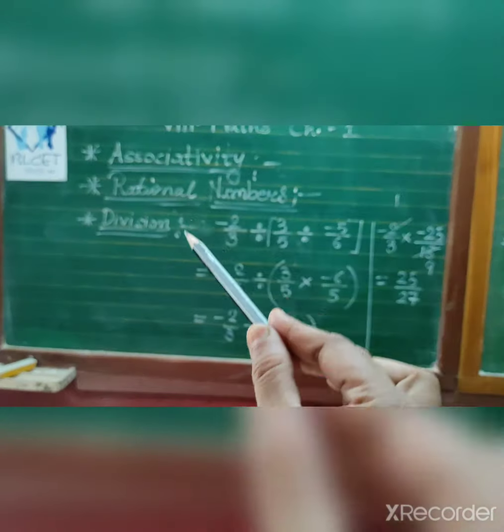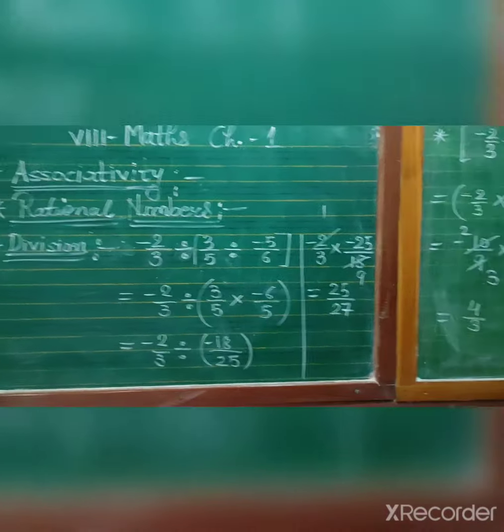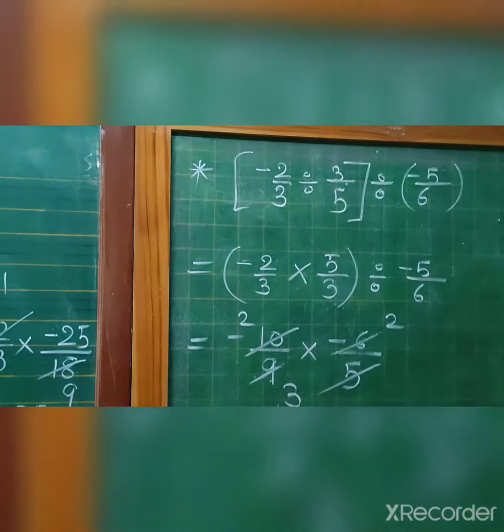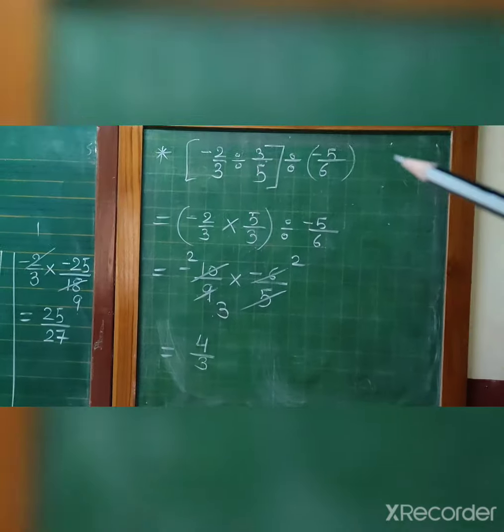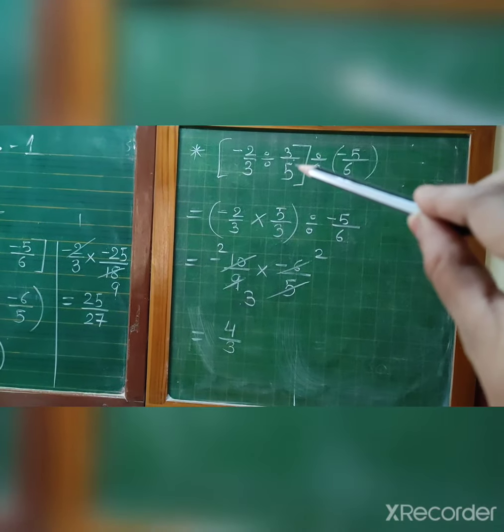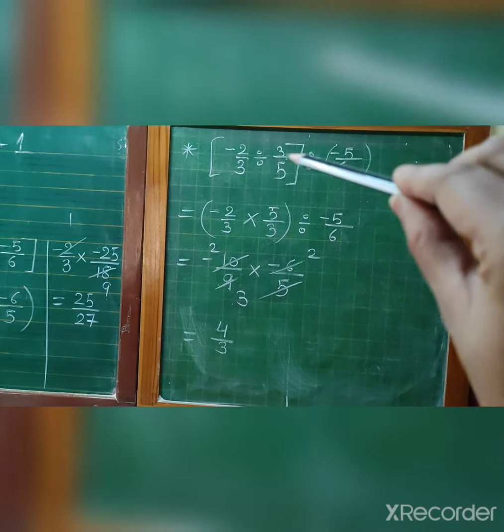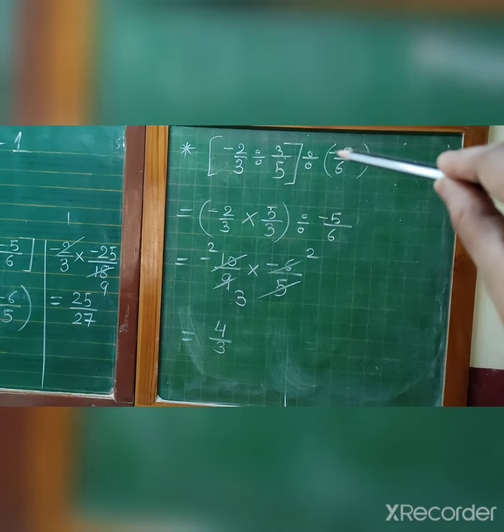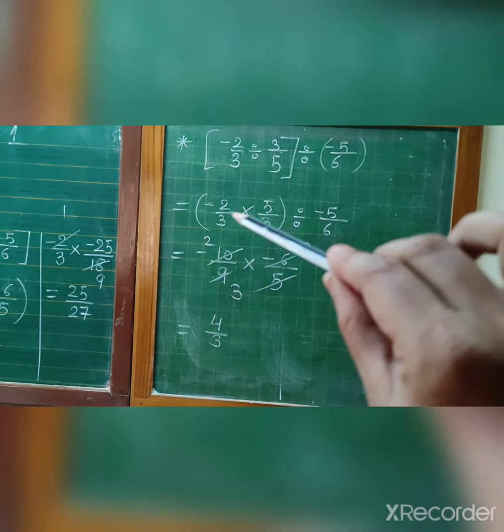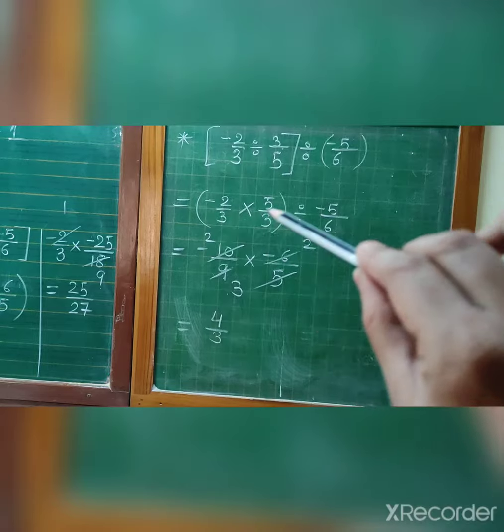Now we will shift the bracket to the first two rational numbers. So minus 2 upon 3 divided by 3 upon 5 divided by minus 5 upon 6. Minus 2 upon 3, multiplication sign you will put, reciprocal of 3 upon 5 is 5 upon 3, divided by minus 5 upon 6. Minus 2 5s are 10, 3 3s are 9.